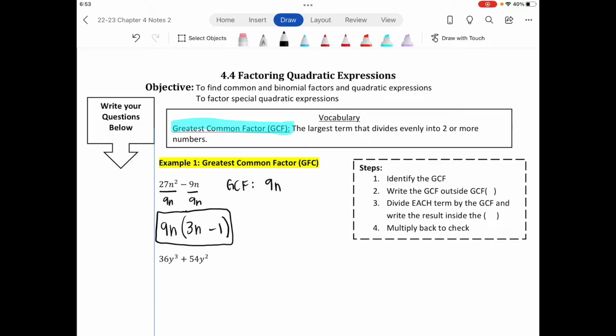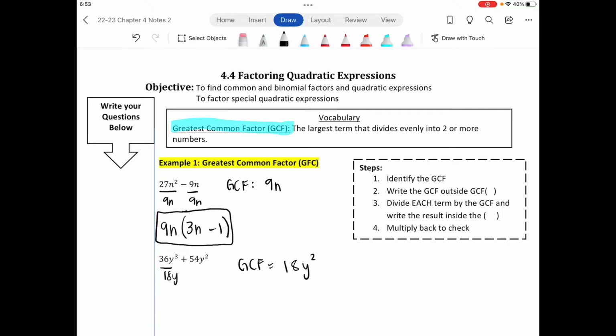Let's look at another example: 36y cubed plus 54y squared. These numbers are a little bit bigger. Again, we want to find the largest number both of them have in common. We can do some trial and error, some guess and check, but we're going to find that the greatest common factor is 18. Now let's look at our variables. We have 3 y's on the first term, 2 y's on the second, so they both share 2 y's in common. The greatest common factor is 18y squared.